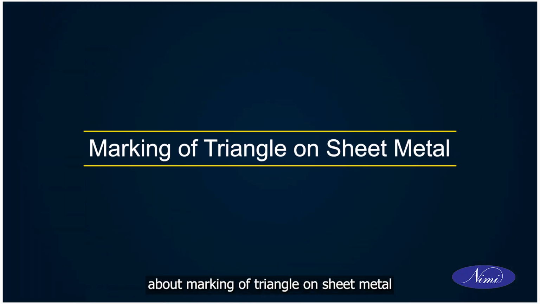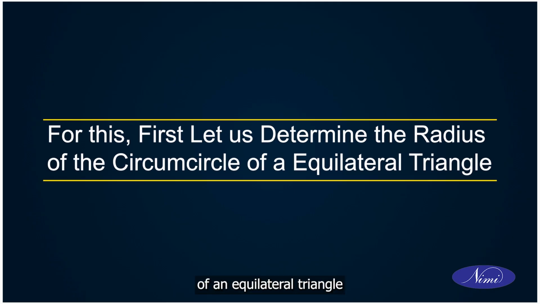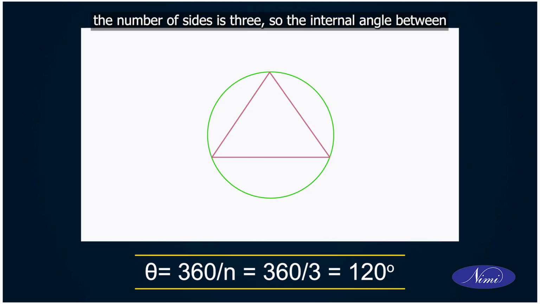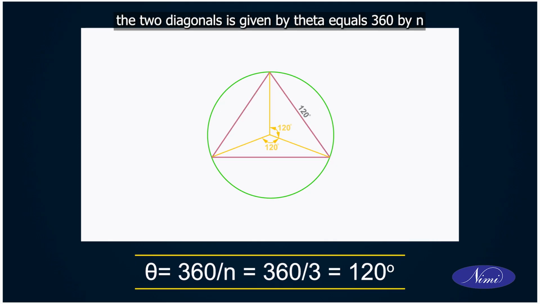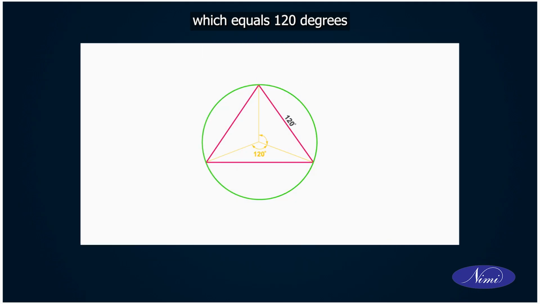Now let us learn about marking of triangle on sheet metal. For this, first let us determine the radius of the circumcircle of an equilateral triangle. For a triangle, the number of sides is 3. So the internal angle between the two diagonals is given by theta equals 360 by n, which equals 360 by 3, which equals 120 degrees.